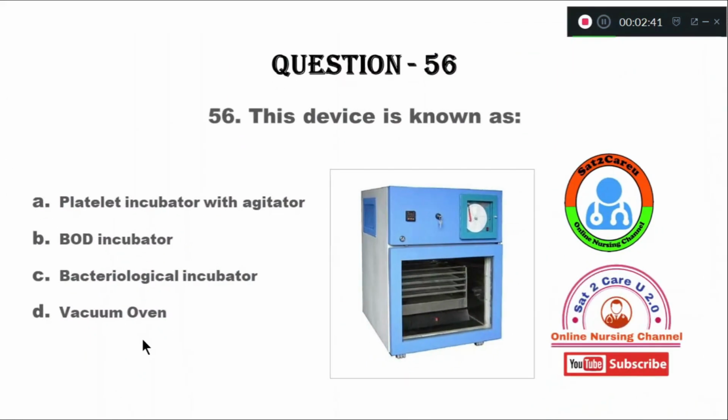Question number 56. The device which you are seeing in this image. Option A, platelet incubator agitator. B, BOD incubator. Option C, bacteriological incubator. Option D, vacuum oven. So the right answer is option A, platelet incubator with agitator.